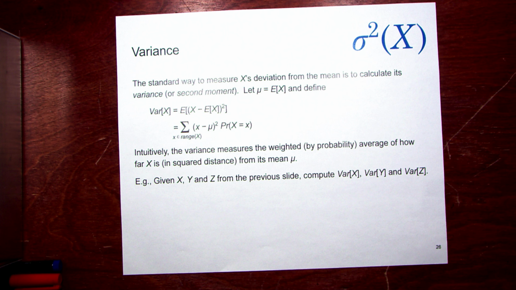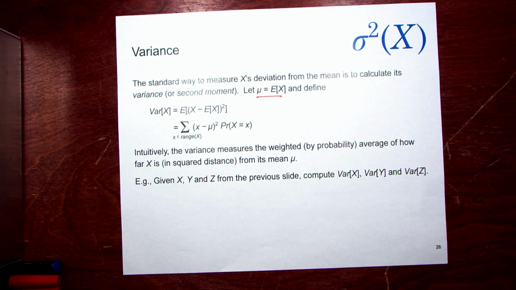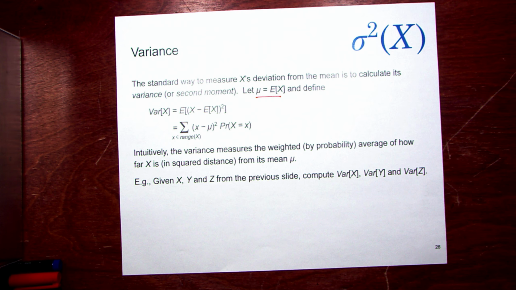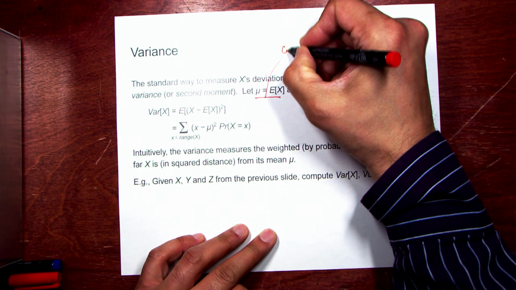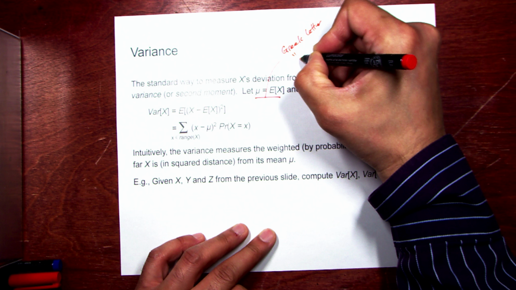There are 2 definitions. Well, it's the same definition, and this one uses a placeholder mu. If you've never seen a mu before, that's cool. It's all Greek to me too. So this is the Greek letter mu.